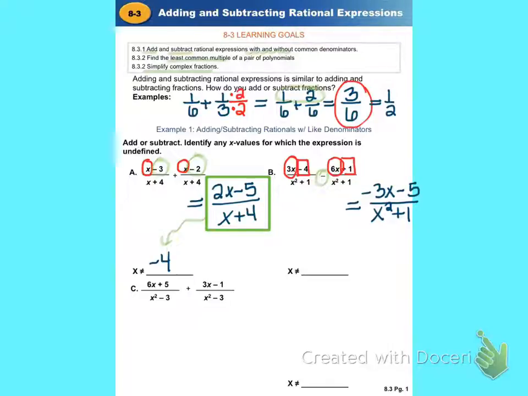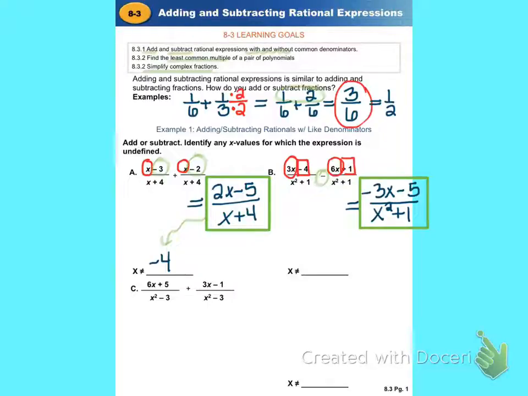Now, I think about whether there's any way I can break down the numerator and the denominator. For the numerator, the only thing I could do is maybe factor out the negative. But the denominator, x squared plus 1, that's a sum of squares, and that's not factorable. So there's really nothing I can do to break that down. So that is my final answer. And the only thing I really need to do now is to tell what value the denominator can't have.